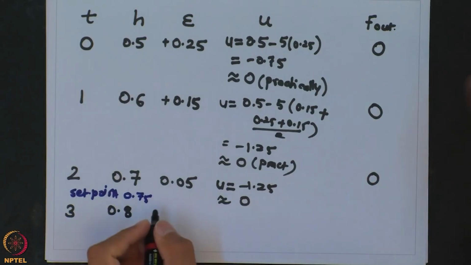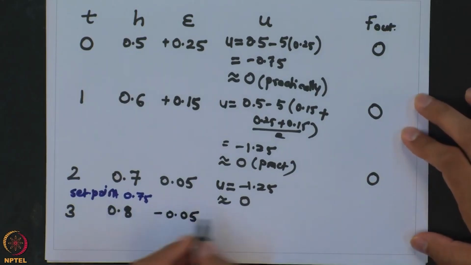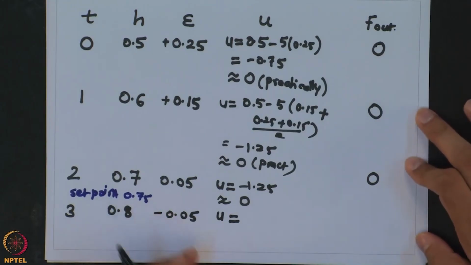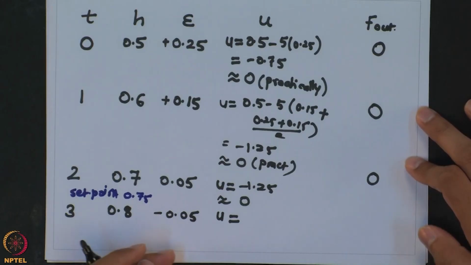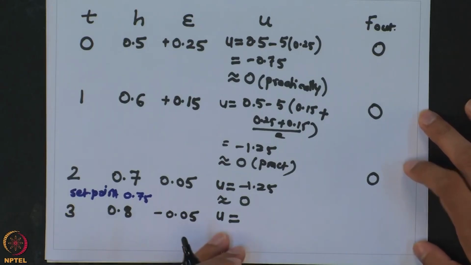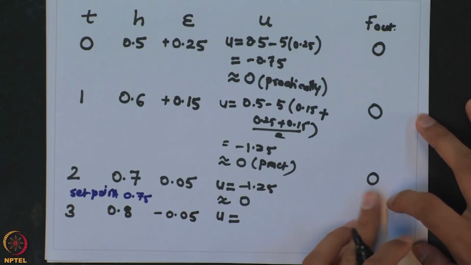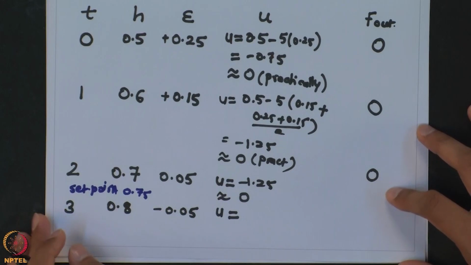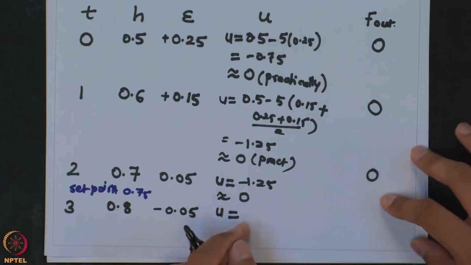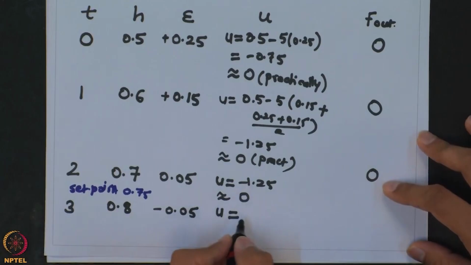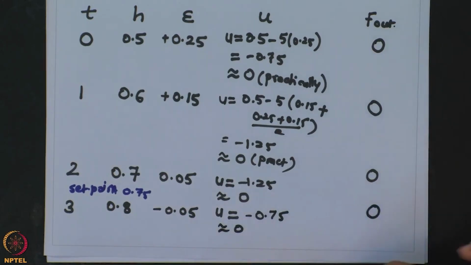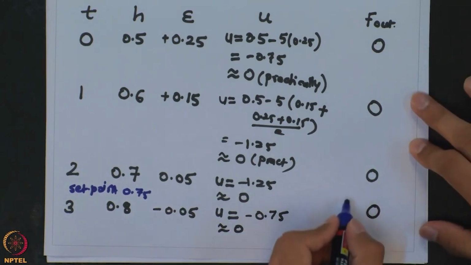The error will now become minus 0.05, and at that moment, if you were the person controlling this process, ideally you would have wanted the outlet flow to be greater than the inlet flow, so that the level will eventually come down from this point A. However, what you will see is that the controller output in this case is again minus 0.75. So, the valve still remains closed. So, now you should be able to see the problem.